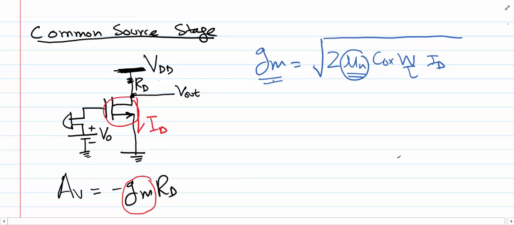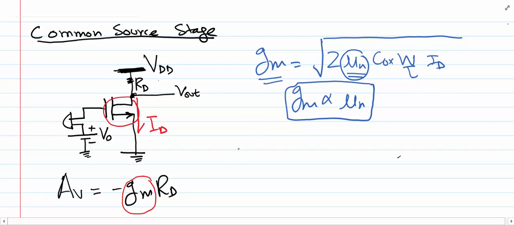Now why is it interesting? Why is this GM proportional to mu n the point of concern for us? Well, the thing is, mu n has a dependency on the temperature. Now if the temperature goes up, the mu n, which is the mobility of free carriers in semiconductors, is going to go down. And if the mu n goes down, the GM will go down. And if the GM goes down, so will the AV.